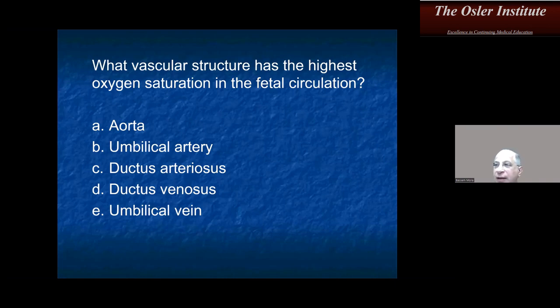So is it the aorta that has the highest oxygen saturation, or is it the ductus arteriosus or ductus venosus? I mean, none of these really have the highest oxygen saturation. So it's one of these other ones, either the umbilical artery or the umbilical vein, and you have to try to figure out which structure is coming from the placenta and which one's going to the placenta. The umbilical vein is the structure that's coming from the placenta into the patient, and the umbilical artery is the structure that goes from the patient into the placenta.